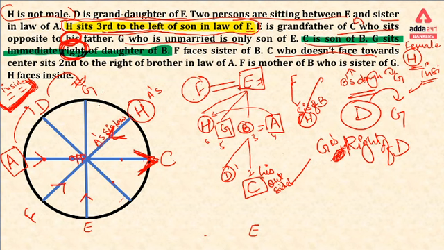And it is given here that the married people, B and the others, are seated here. B faces inside, and they all face outside. As they are facing outside, it is given here, so the right side of G will be seated here. This is the final diagram.